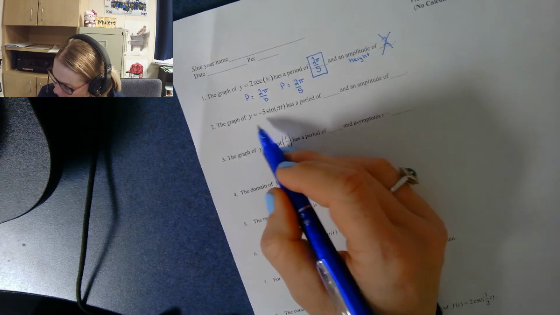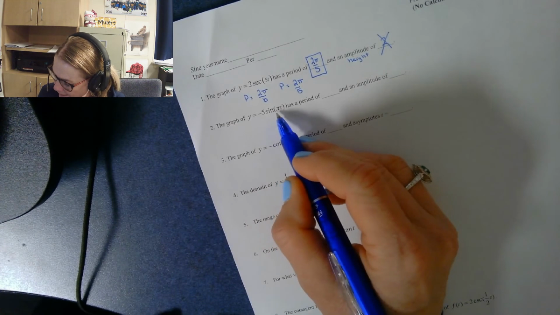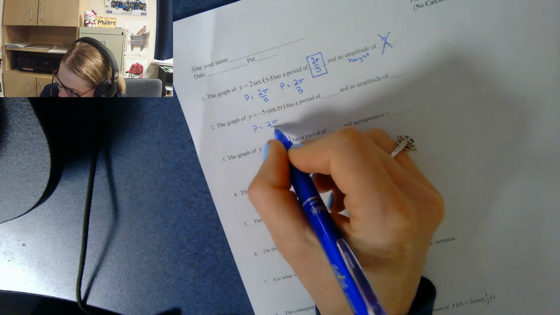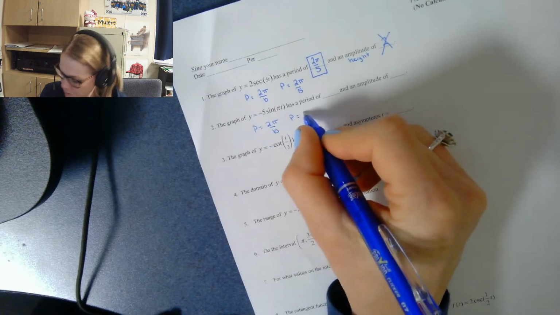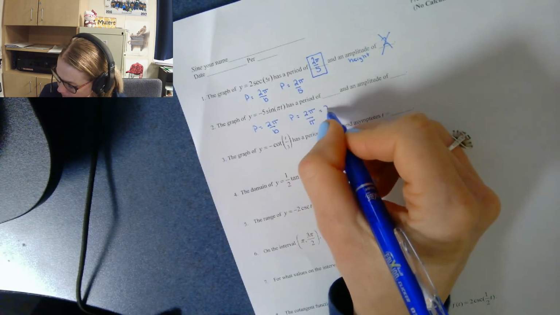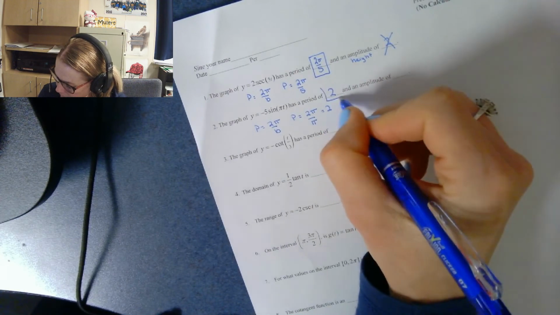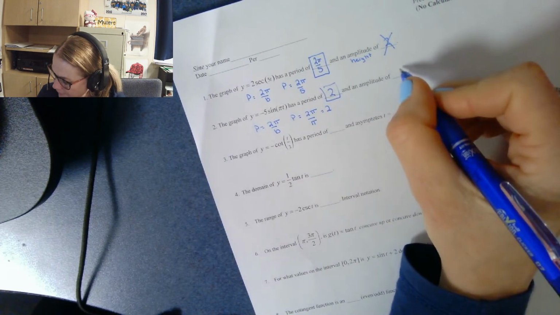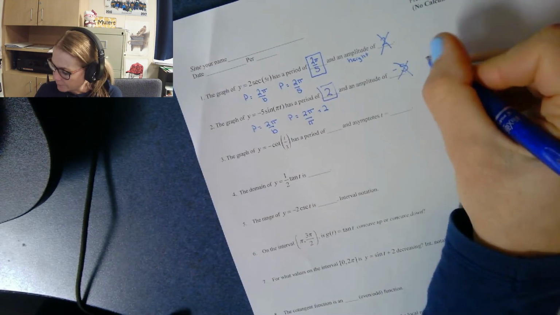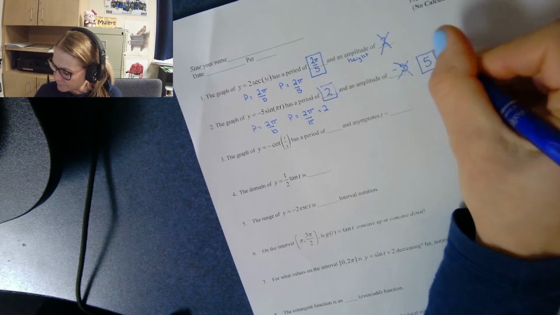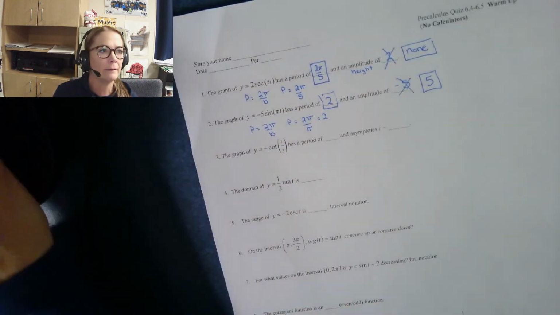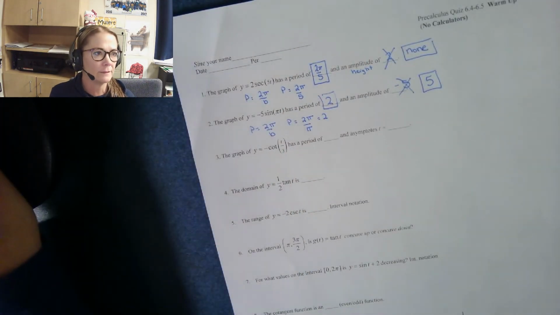The graph of y equals negative 5 sine pi t has a period of, so period is 2 pi over b. So here the period is 2 pi over pi, which is 2. And an amplitude here of negative 5. Nope, got that wrong. Amplitude is always positive. So straight away be on the lookout for stuff like that if it comes up.